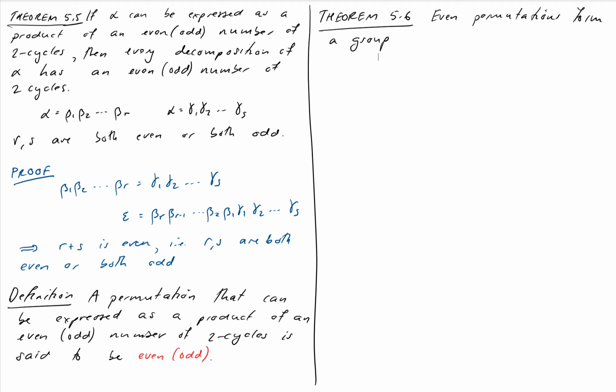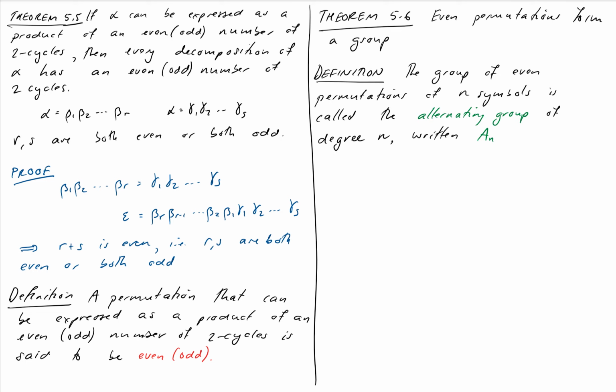compose together two odd permutations, then you get an even permutation, and so you've left your set, you don't have closure. So the even permutations form a group, and it's called the alternating group of degree n. And we simply write it capital A subscript n. Okay, so one last little theorem to finish off, and it's to do with how big the alternating group is. The theorem simply says that the order of A_n is equal to n factorial over 2. This is for n greater than 1.